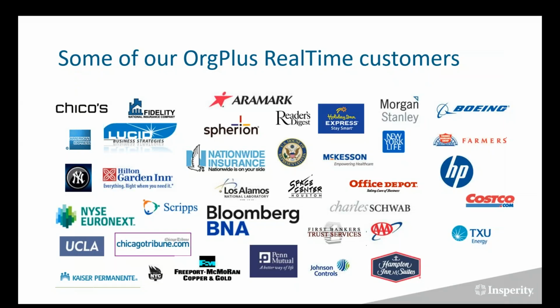So to give you an idea of some of the customers that are using OrgPlus RealTime today, some of them are giants like Boeing and Costco. Some are smaller, such as long-term healthcare. There's a few of those. We really run the gamut from companies with 50 employees up to 35,000, 40,000, something like that. So it's scalable. It can grow with your business.